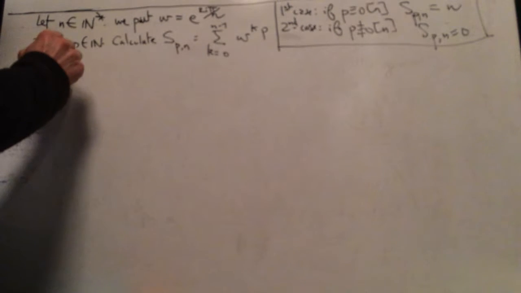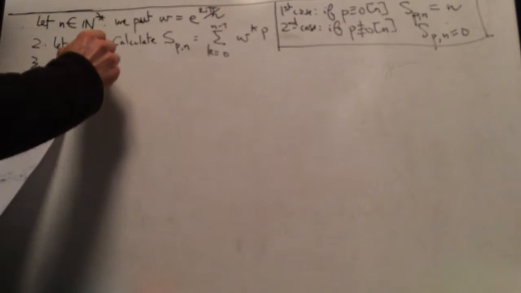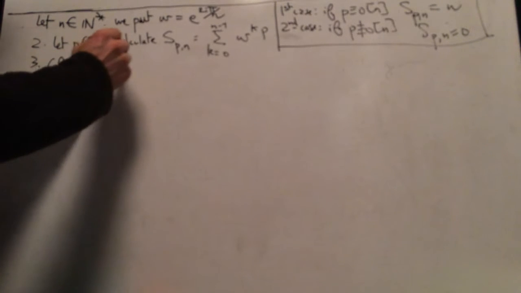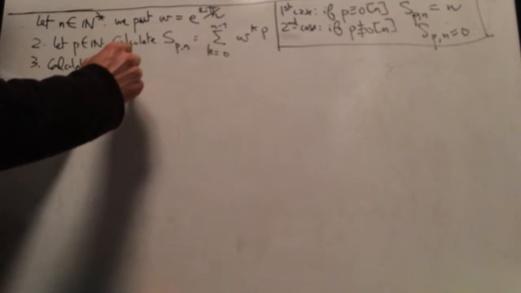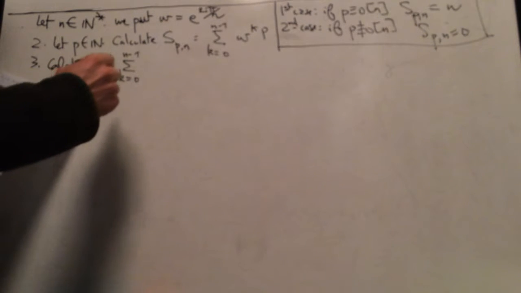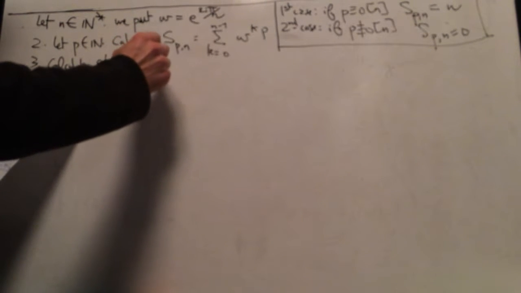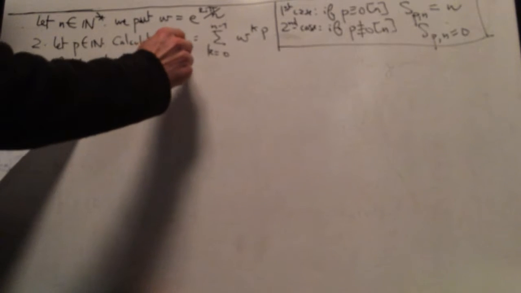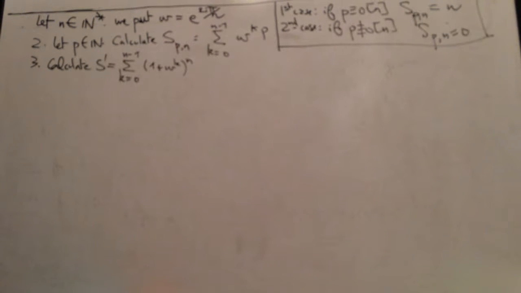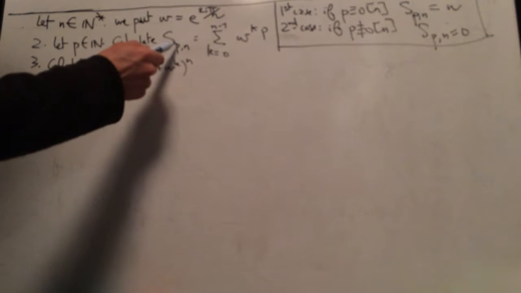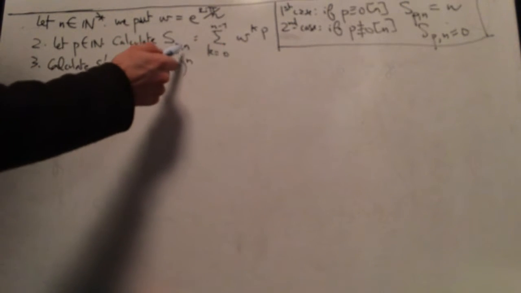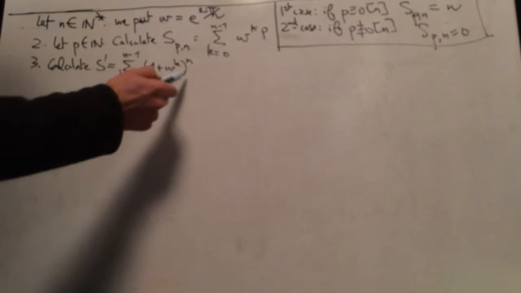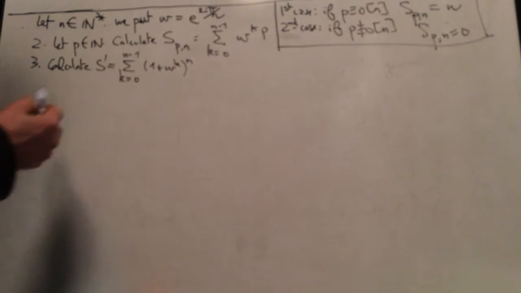The third question is to calculate S prime, equal to the summation of k from 0 to n minus 1 of (1 plus w to the power of k) to the power of n. I'm going to use the summation that I got in the second question, by expanding this expression thanks to the binomial theorem.